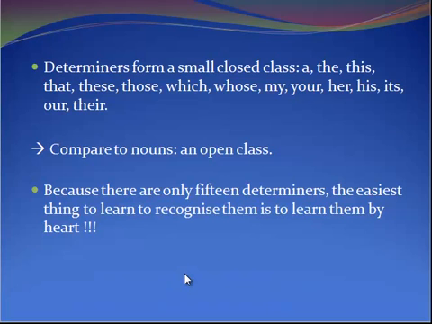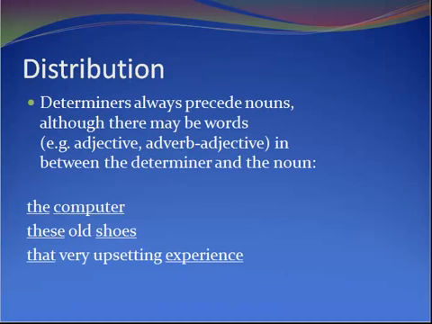But the determiners have some properties that can help you recognize them. So let's have a look at them. In terms of distribution, you can see that determiners always precede nouns. Although there may be some words in between. So you could have the computer, where the is the determiner, computer is the noun, and that's perfectly fine.